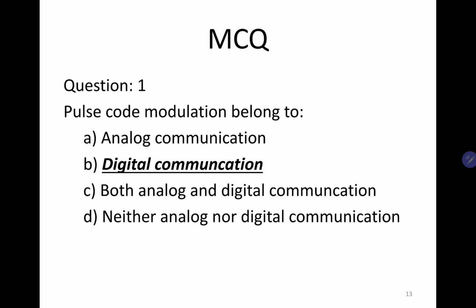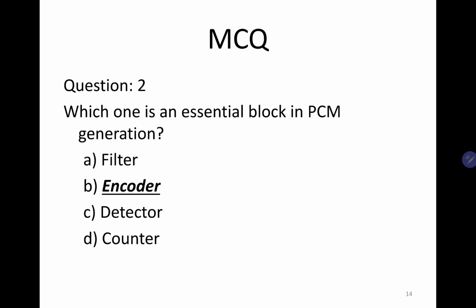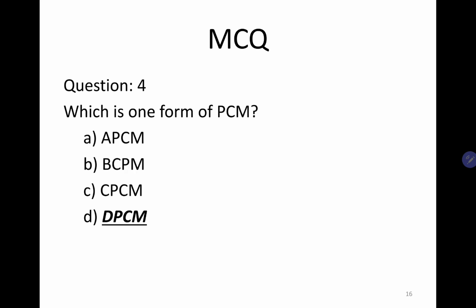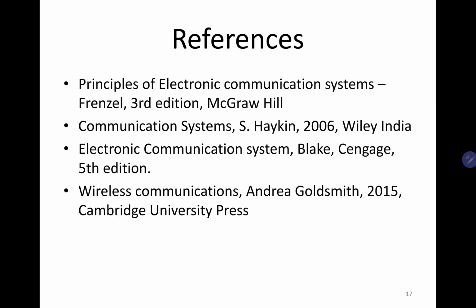Now let us see various multiple choice questions. Pulse code modulation belongs to, remember, digital communication. Which one is an essential block in PCM generation? It is the encoder. The disadvantage of PCM, as mentioned in this session, is that it requires more bandwidth. Which is one form of PCM? It is DPCM. Thank you very much.